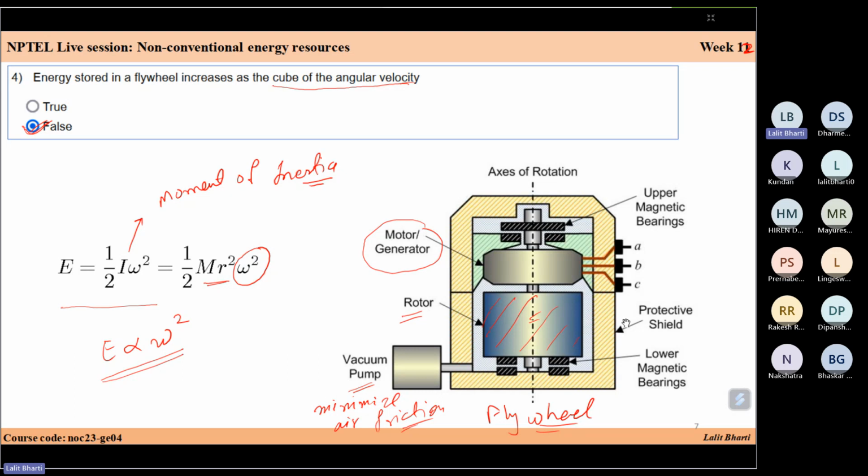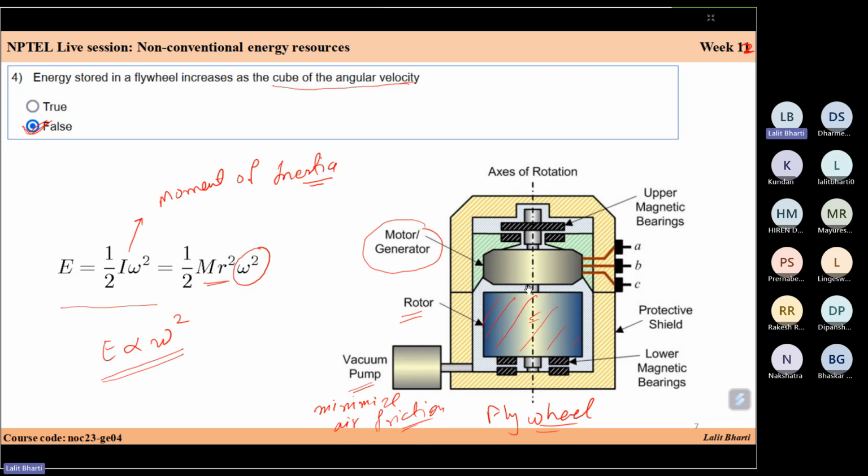Then whenever you need the energy, you just connect this rotor again to the generator. Then this generator will generate the electricity. So basically, when you're supplying energy, it will act as a motor and rotate the rotor. Then whenever you need the energy, you use this motor as a generator, and it will generate the electricity for your use. This rotor acts as a flywheel, or this whole system is kind of a flywheel.